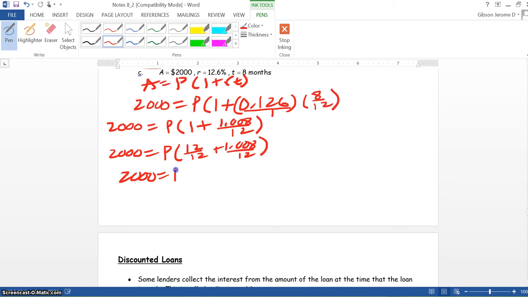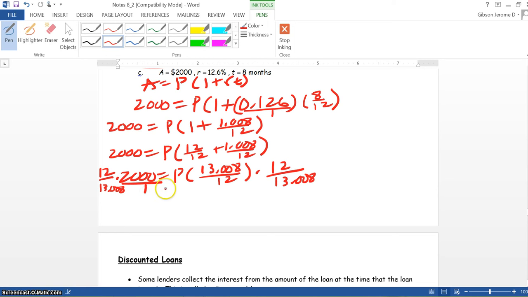And then we can combine these fractions here. So we have 2,000 is equal to P times 12 plus 1.008 is 13.008 divided by 12. Now, what we need to do is get P by itself. So what we would do here is we will multiply each side by 12 over 13.008. Now, as you can see, I don't have enough room here. So in your notes, you will write 12 over 13.008. And we'll multiply that by 2,000 on the other side.